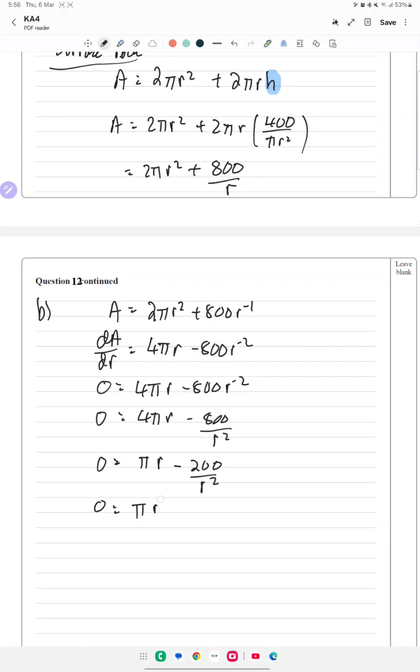Times up by r squared, so 2 pi r cubed minus 200. So r cubed is going to be 200 over pi, and r is then the cube root of 200 over pi, and that is indeed exact.